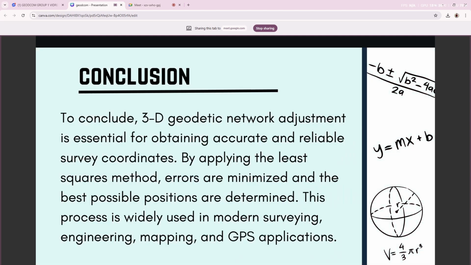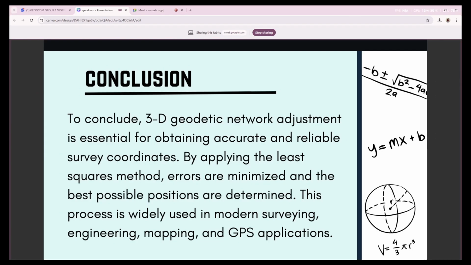And to conclude, 3D geodetic network adjustment is an essential process in modern surveying and geomatics. It ensures that survey measurements become accurate, reliable, and consistent. By applying the least squares method, errors are minimized and distributed systematically throughout the network. The process plays a very important role in engineering, mapping, GNSS positioning, construction monitoring, and geodetic control surveys. Without network adjustment, survey measurements may contain inconsistencies that could affect the reliability of maps, structures, and positioning systems.